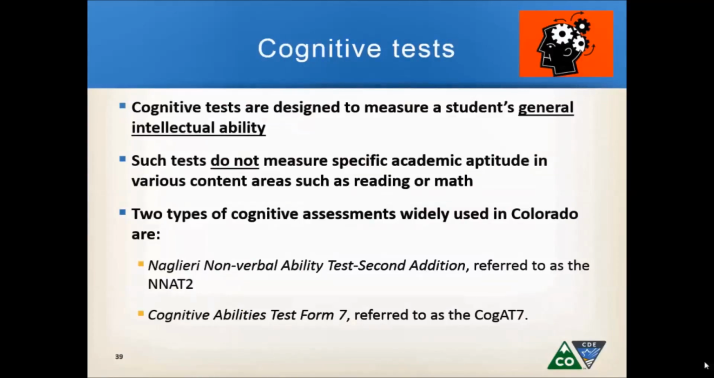Now, a body of evidence often contains a cognitive test. Cognitive tests are designed to measure a student's general intellectual ability. Now, such tests do not measure specific academic aptitude in our various content areas such as reading or math. Now, we have two types of cognitive assessments widely used in Colorado, which include the Naglieri Nonverbal Ability Test, also referred to as the NNAT, and the Cognitive Abilities Test, referred to as the COGAT.